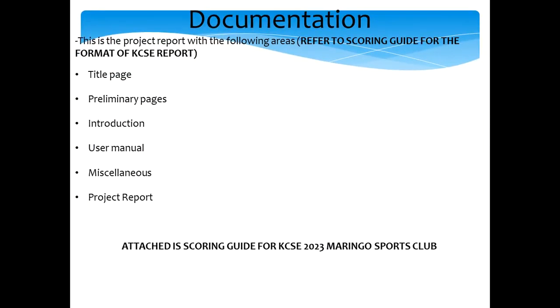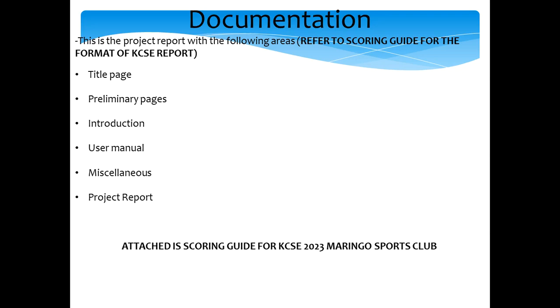Then we shall just go through documentation very fast. Remember, your teacher should provide you with a scoring guide. So this is the project report, that is the documentation. This is the project report with the following areas. Refer to the scoring guide for the format of the KCSE report. Your teacher will provide you with a scoring guide. For example, here I have attached a scoring guide for KCSE 2023 for Maringo Sports Club, just to guide you.